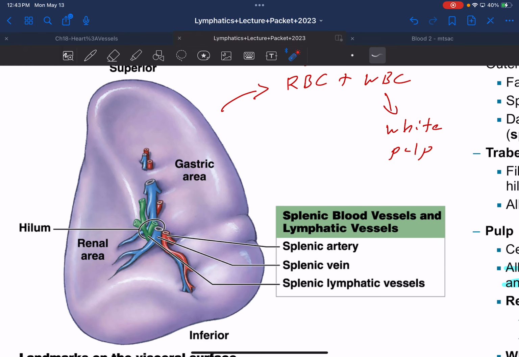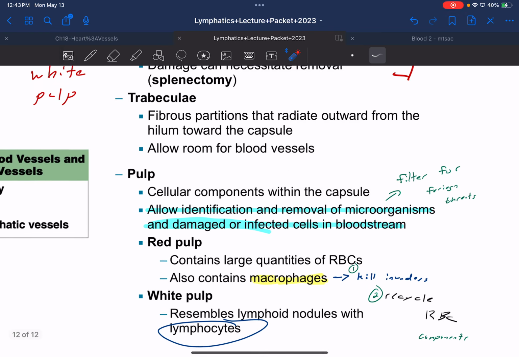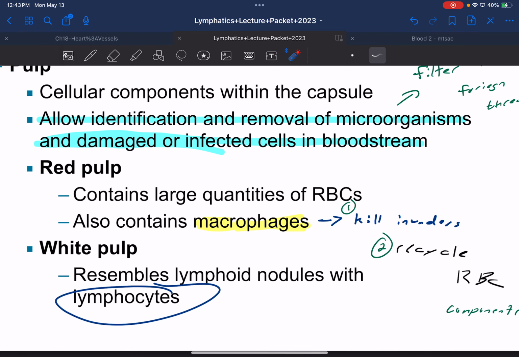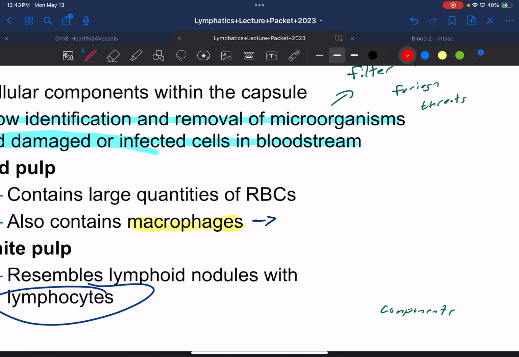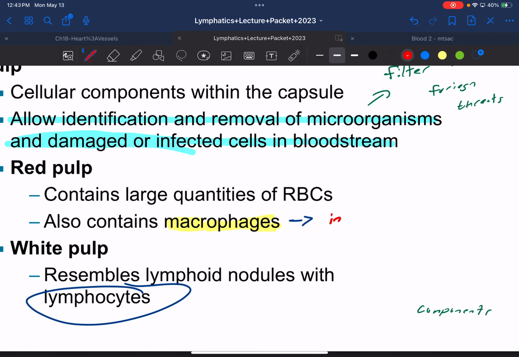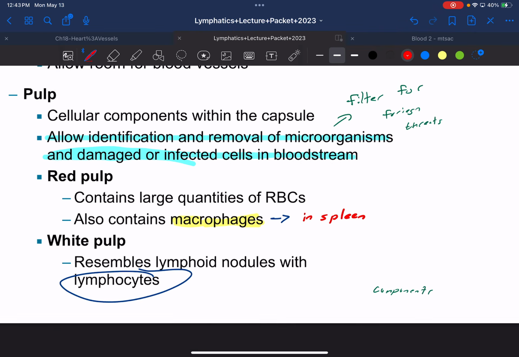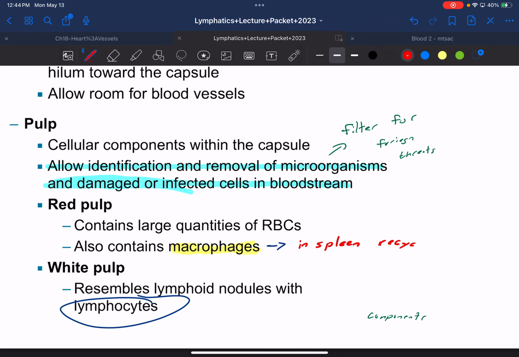And so not only is it involved in lymphatics, right, immune responses, we're going to have to write here that macrophages in spleen recycle red blood cells. White pulp contains lymphocytes, and we know what lymphocytes are there to do. They're supposed to be little clusters ready to elicit an immune response in the case of an infection.